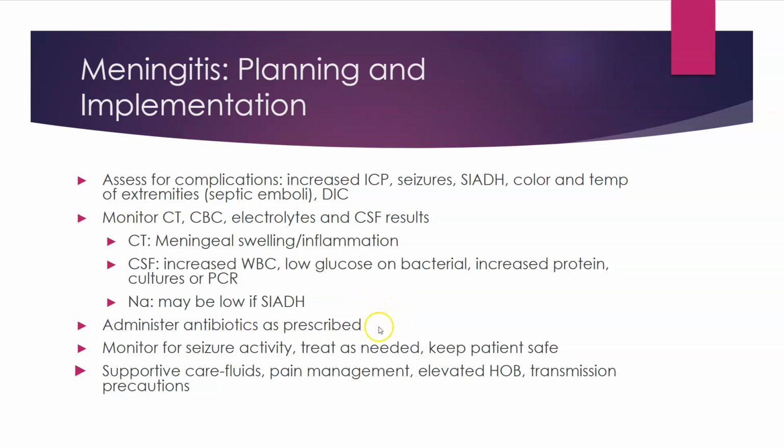So what are we going to do? Give antibiotics or medications as prescribed. You might do antivirals as well. So if it's a herpes simplex virus, you're going to maybe give acyclovir with this one. Monitor seizure activity and keep that patient safe. Elevating the head of the bed helps take some of the pressure off of the brain. Supportive care, giving fluids, pain management, and then of course transmission precautions. And this is generally speaking BSI with mask, gown, gloves.